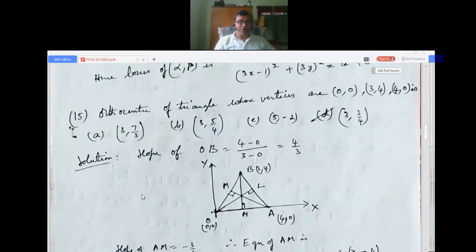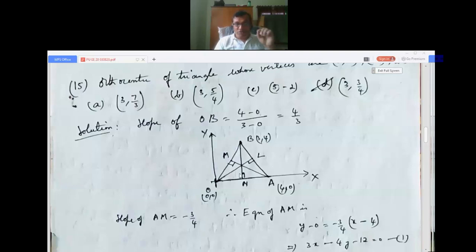So once again I'll explain this. The orthocenter of the triangle whose vertices are (0, 0), (3, 4), (4, 0) is (3, 3/4). The orthocenter is the point of intersection of the heights. Altitudes means perpendiculars drawn from the vertex to the opposite side. So here we find the point of intersection of any two altitudes. That is, I'll find the equations of AM and OL and find the point of intersection. The third one will pass through that, because the altitudes are concurrent, and the point of concurrence, that is the point of intersection, is the orthocenter.